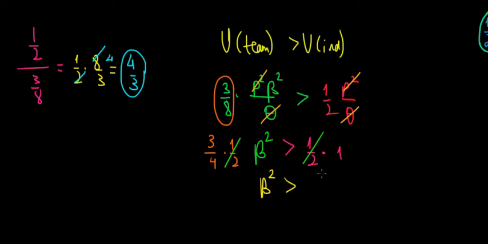Meaning that beta square is greater than 1 divided by 3 over 4, and that's where we get to what I was trying to do over here, but I thought it would be too complicated to explain like that. So 1 divided by 3 over 4 is just 4 over 3. We basically take this one to the other side. Beta square is greater than 4 over 3.